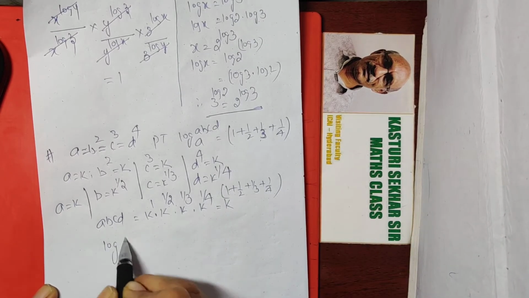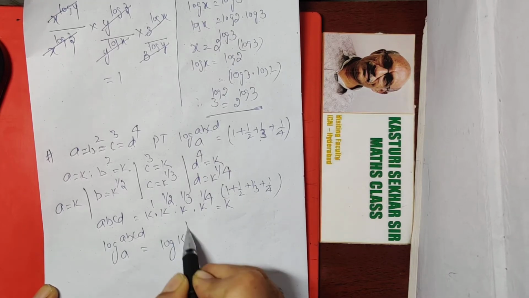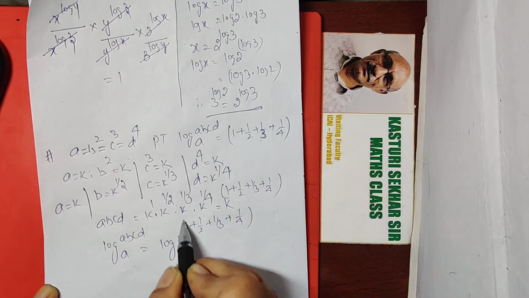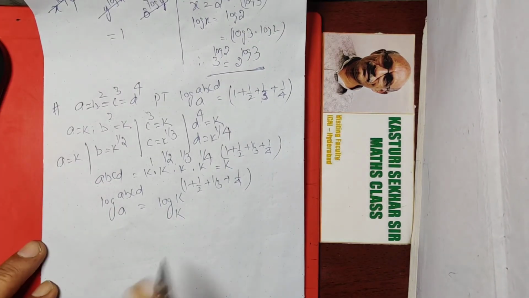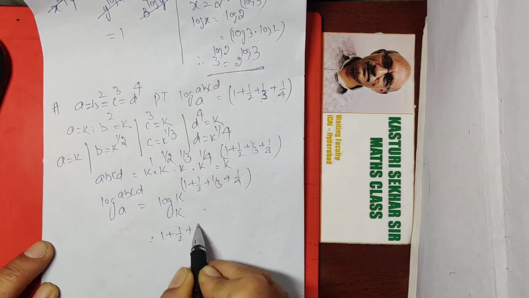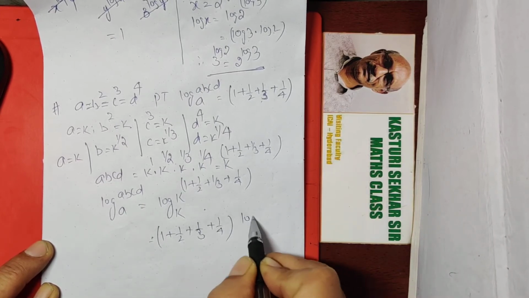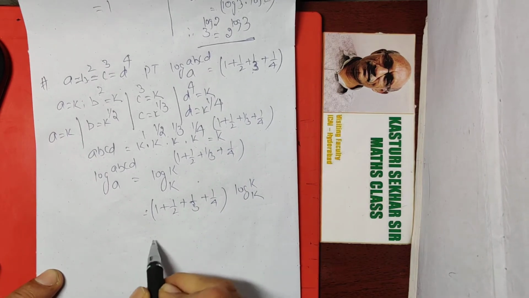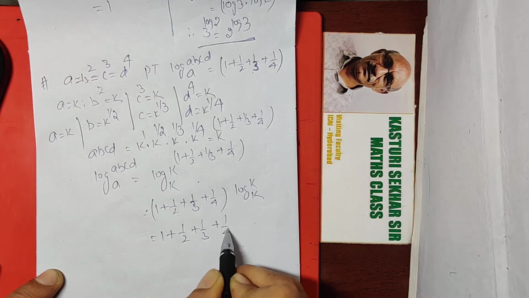Now log ABCD to the base A is log K to the power 1 plus 1 by 2 plus 1 by 3 plus 1 by 4 to the base K. Now this is of the type log A to the power of B. This can be written as 1 plus 1 by 2 plus 1 by 3 plus 1 by 4 into log K to the base K. Log K to the base K is 1. This is equal to 1 plus 1 by 2 plus 1 by 3 plus 1 by 4.